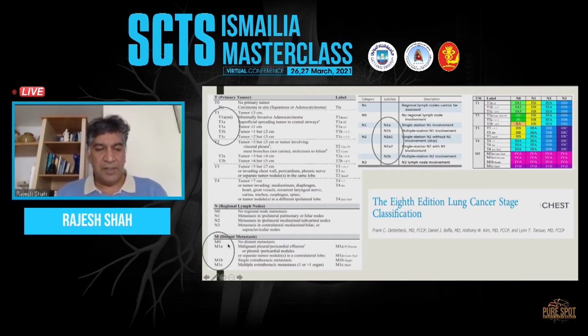Again, the metastatic disease is classified into M1A, M1B, and M1C. Again, this is related to slightly differential prognosis in each of these groups of patients.